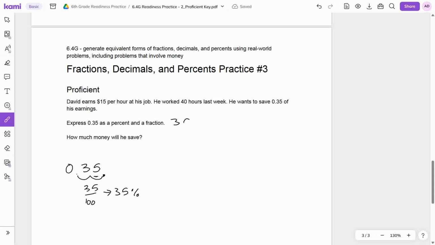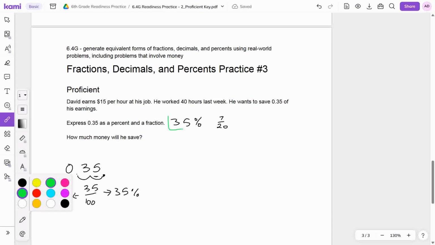So 35% is going to be the percent, and the fraction is 35 over 100, but we need to simplify. And so let's divide top and bottom by 5, and that's going to give me 7 over 20. So 7/20ths and 35% are my two answers.